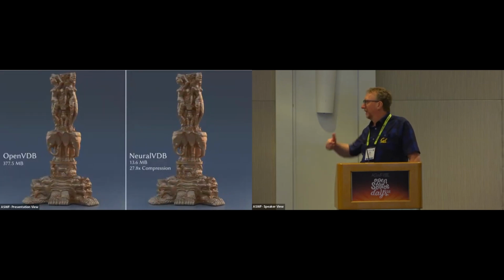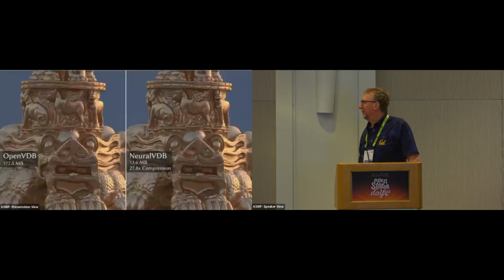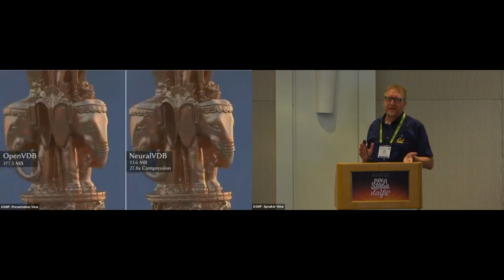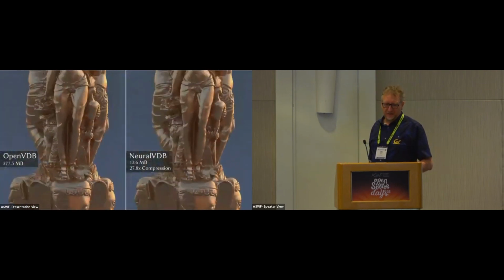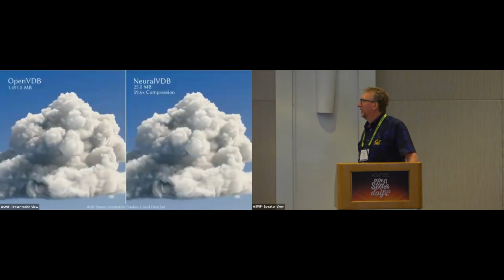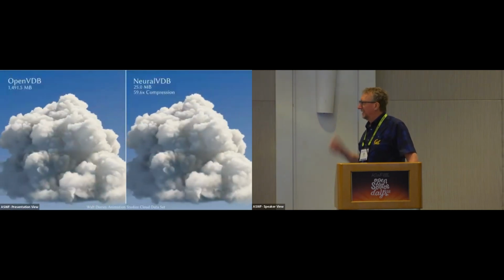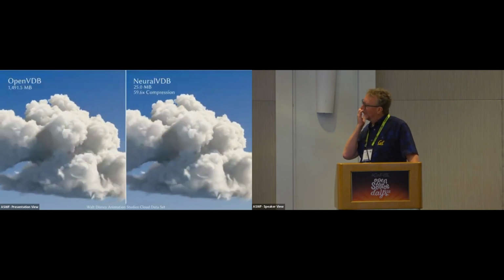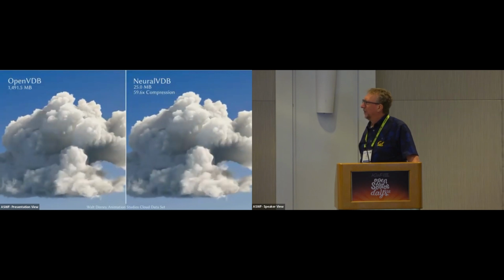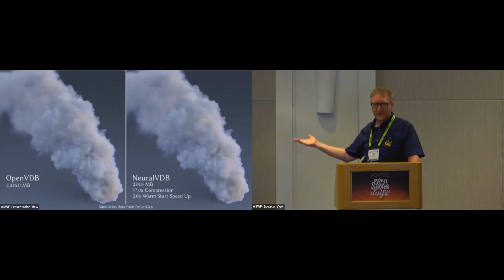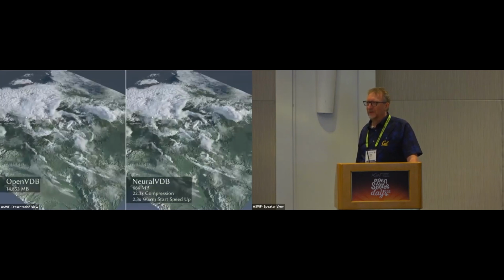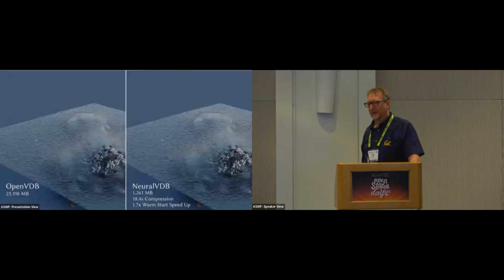On the right-hand side, you see the NeuralVDB representation and the compression factors. So it's typically between 10 and 100x. So it's quite aggressive. In this case, it's 60x. If you're interested, we will open source the code, but there's also a white paper that is going live tonight at 5, I think.